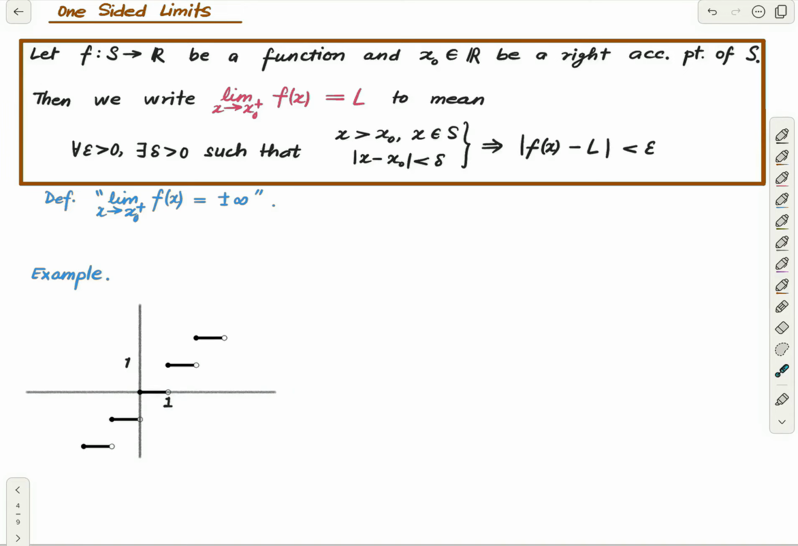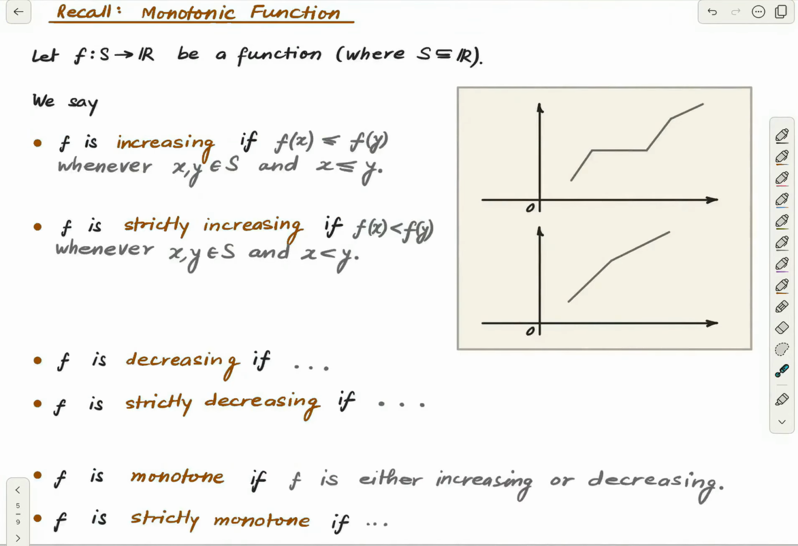Alright, and now let us recall a little bit about monotonic functions. So this we discussed when we were discussing monotonic functions. We have a function, we say that it is increasing if y is bigger than x implies that the function values are also in the same order, and strictly increasing if the inequality is strict. Similarly, you can define decreasing and strictly decreasing functions. Here are examples of increasing and strictly increasing functions, suggestive examples. And lastly, we say f is a monotone function if it is either increasing or decreasing, and strictly monotone if it is strictly increasing or strictly decreasing.